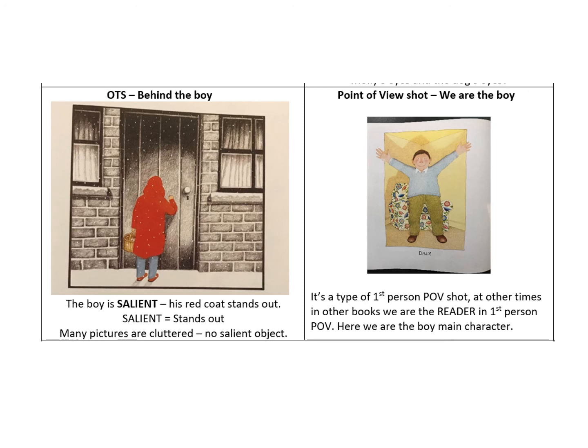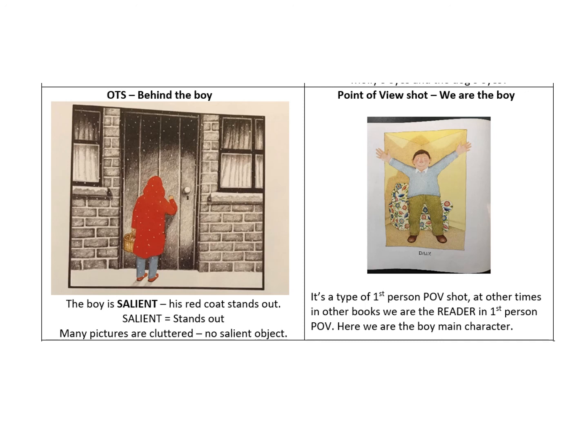Anyway, the fun thing is that when you've had on one page an OTS of a child or adult about to go through a doorway, sometimes the very next picture is actually a point of view switch. And we have become, just for a second, the main character, staring at what lay beyond the door. When we become the main character for a second, that's actually called a point of view shot.